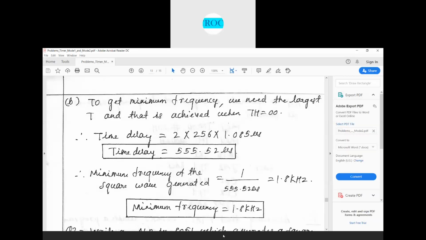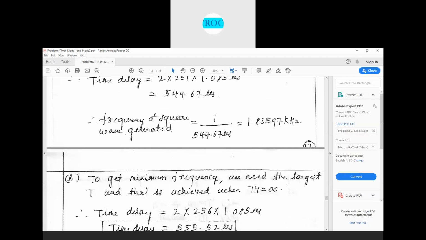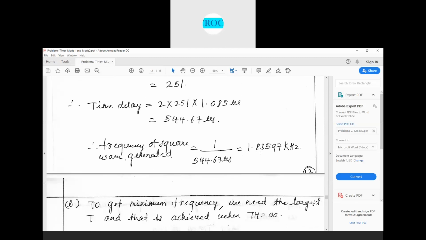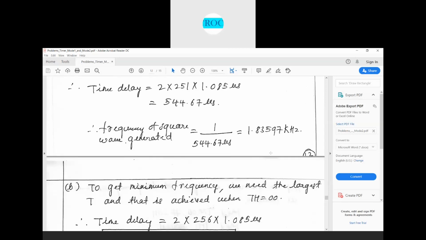We'll go to that screen. Where is that screen now? Now we can see this one. So what is the frequency we got here? 1.83 kilohertz. Yes, since it is 1.835, it will be kilohertz that we have.